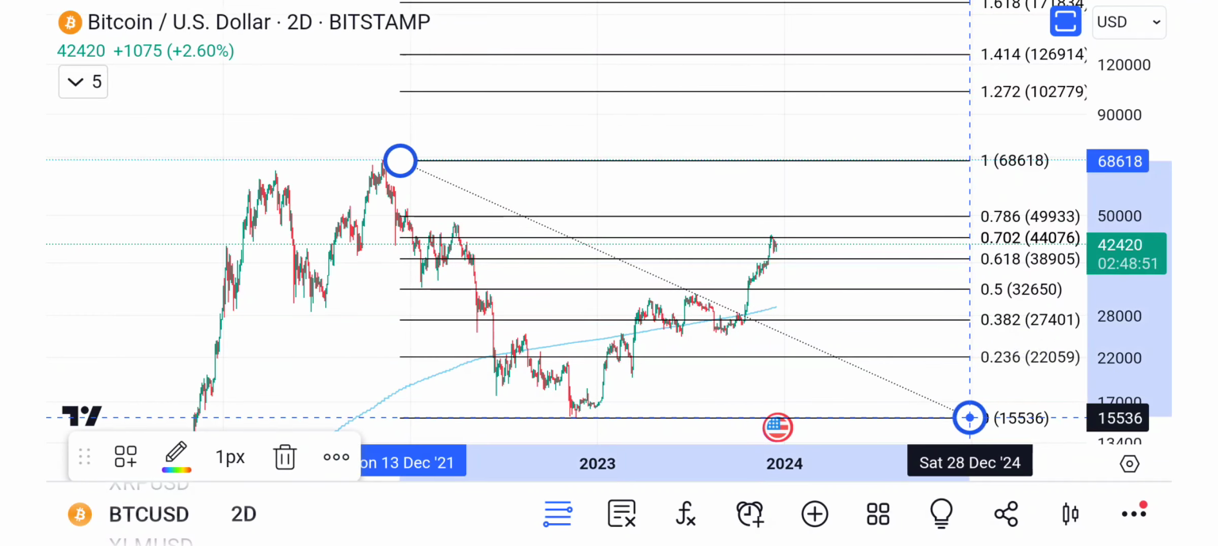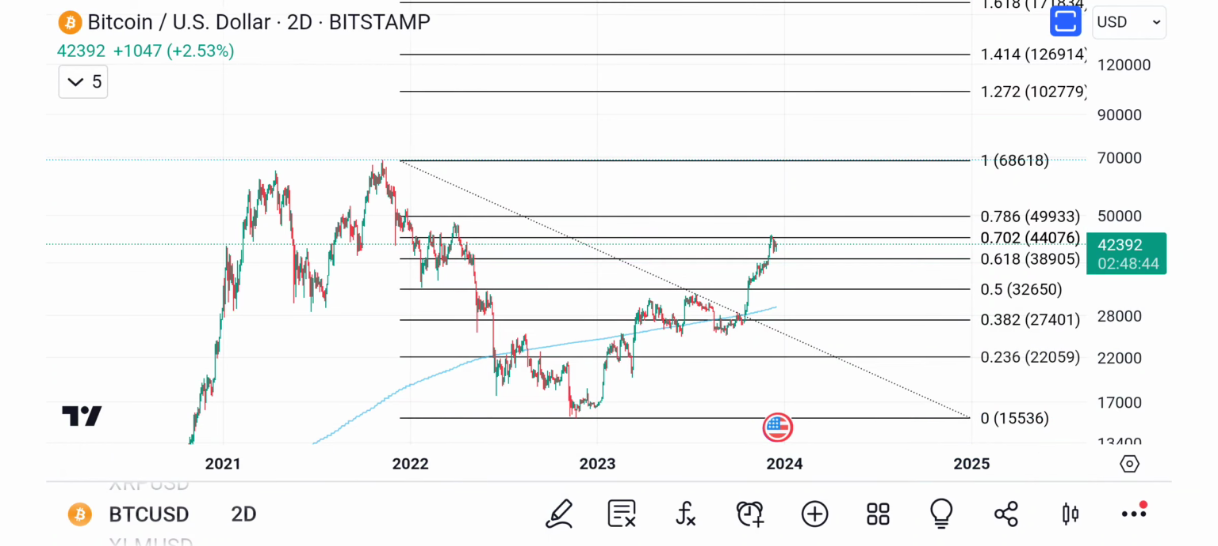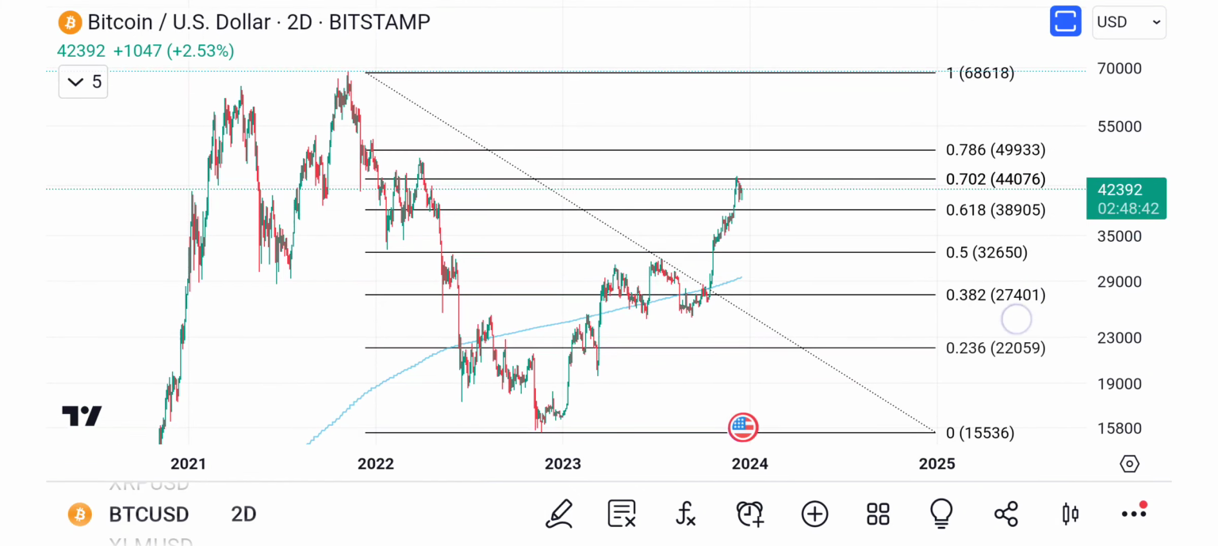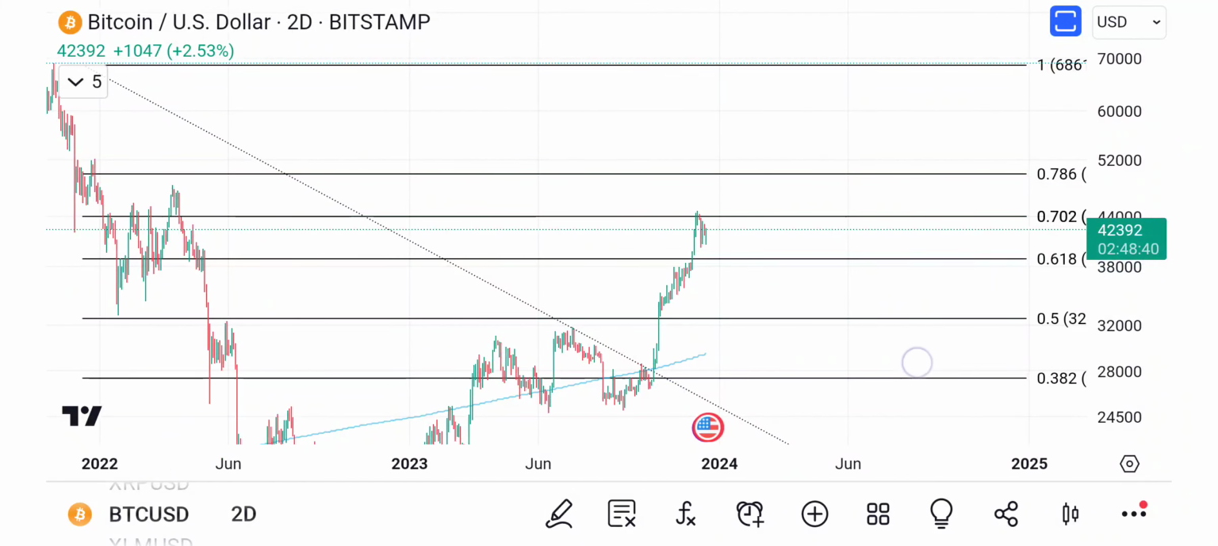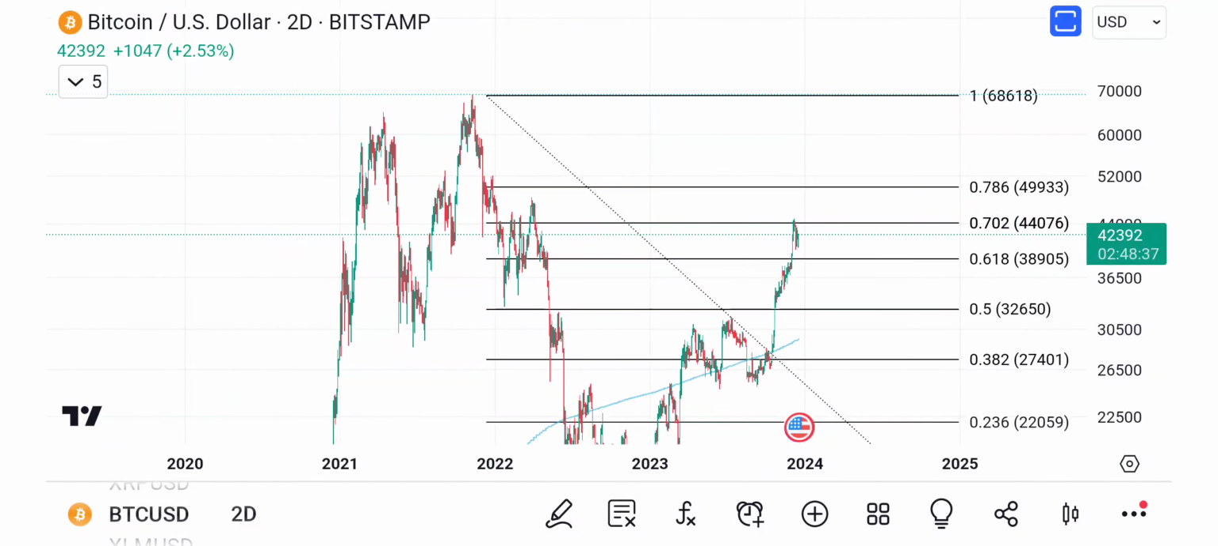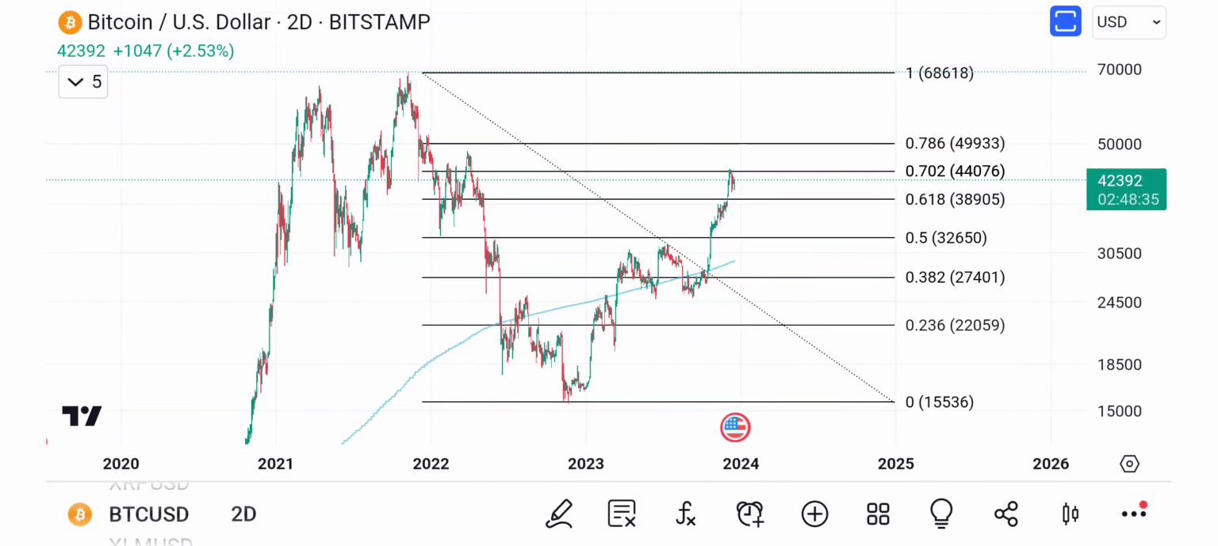They have the 382, the 236, and the 786. But not a lot of people have the 702, and I don't understand why, because it works so nicely. Look at that. It perfectly called. Well, not perfectly. Nothing's ever perfect, but it pretty much nailed it.